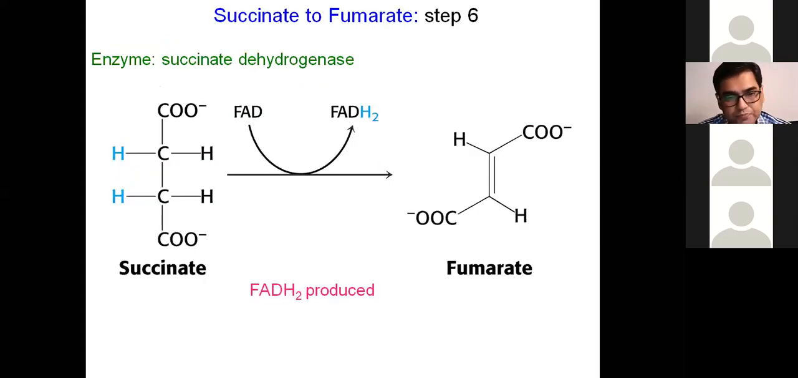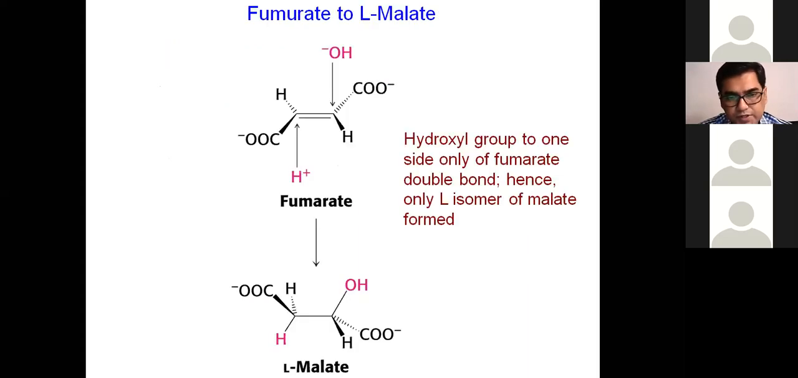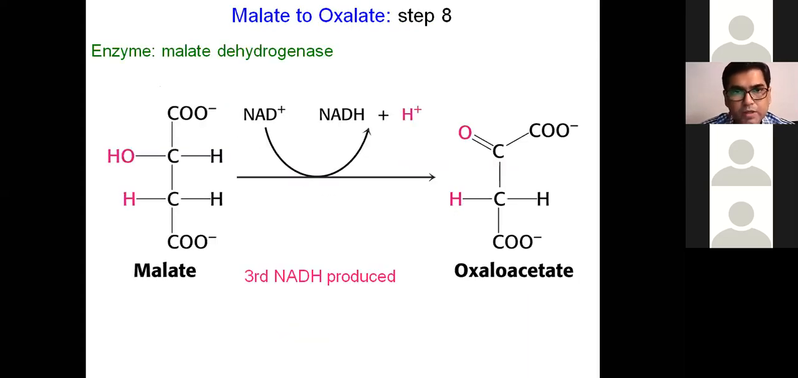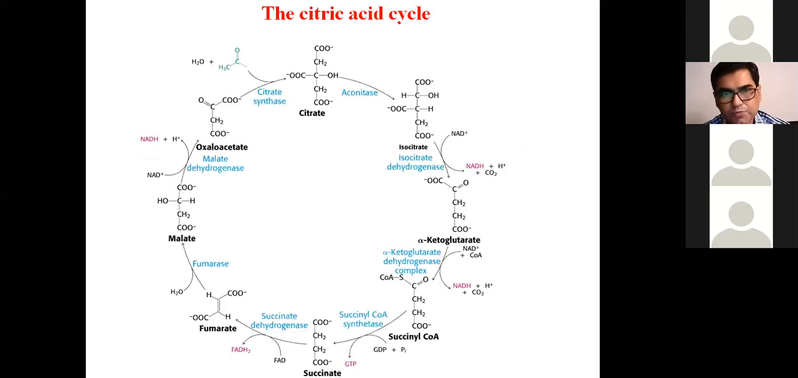Now, succinate dehydrogenase. In the malate to oxaloacetate reaction, the third NADH is produced. So how many? 3 NADH, 1 FADH2 and 1 GTP are produced. So I explained them separately so that it is easy for you to understand.